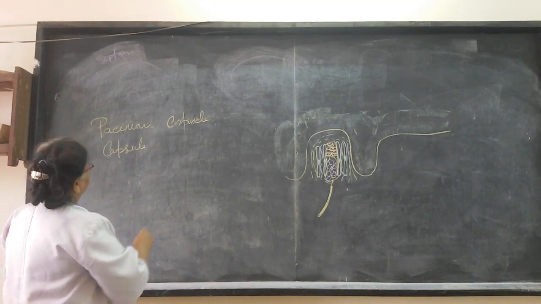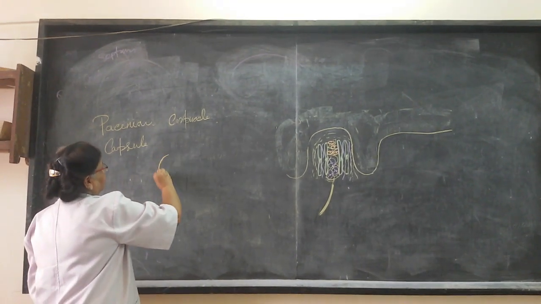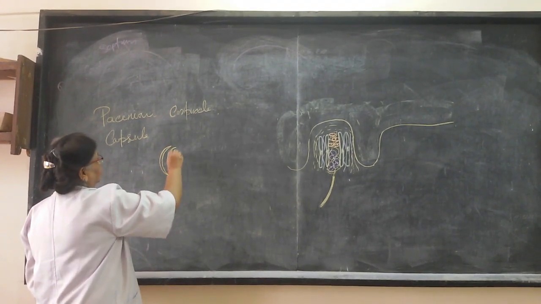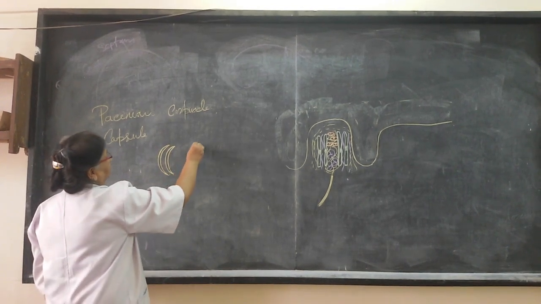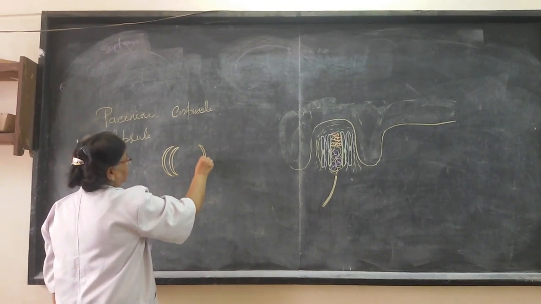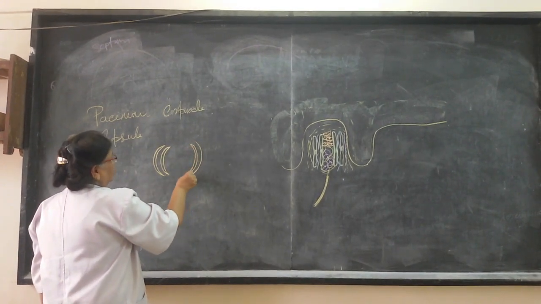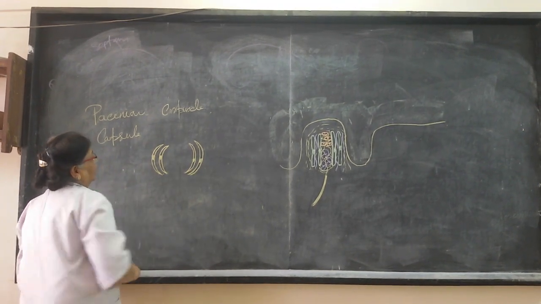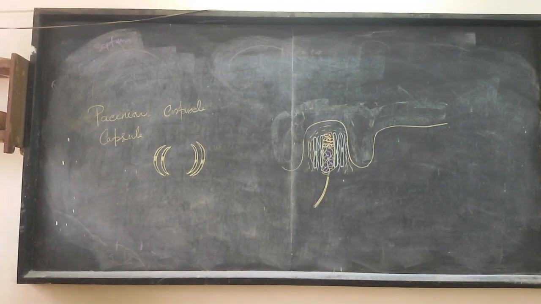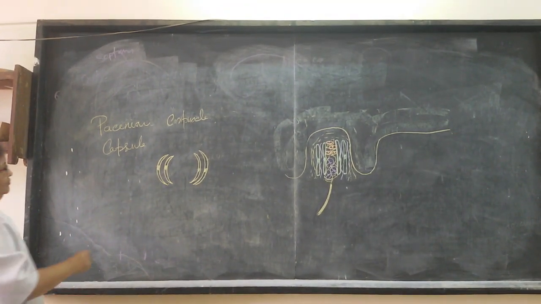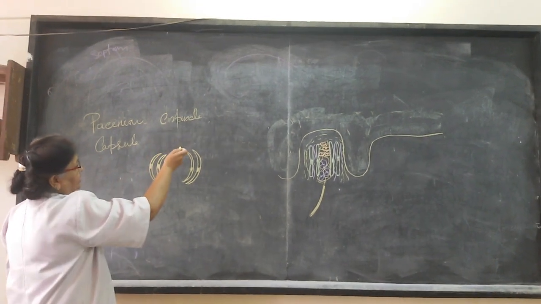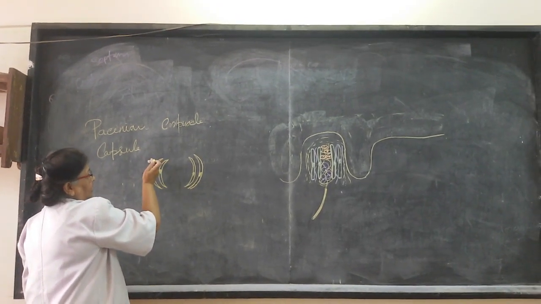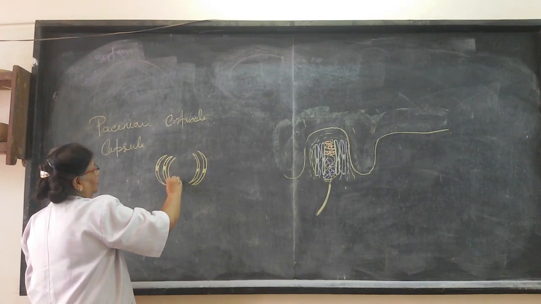The outer zone contains flat cells like this. These are the flat cells. The intermediate part contains multiplying cells. And as the corpuscle enlarges, the cells multiply and they are incorporated into the peripheral part. These are the multiplying cells.